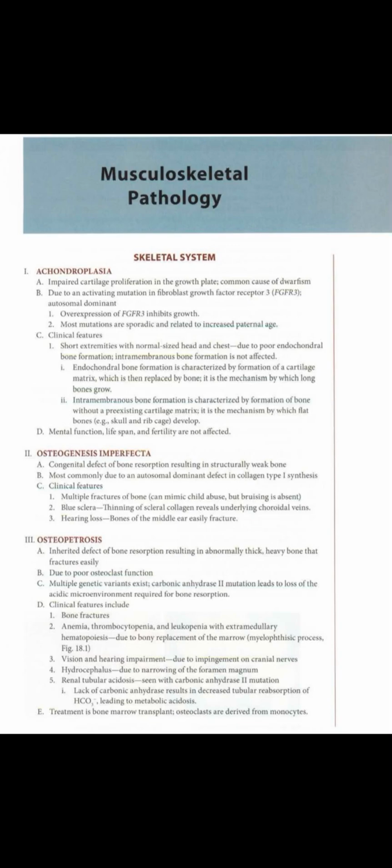Clinical features: short extremities with normal sized head and chest due to poor endochondral bone formation. Intramembranous bone formation is not affected. Endochondral bone formation is characterized by formation of a cartilage matrix which is then replaced by bone. It is the mechanism by which long bones grow.